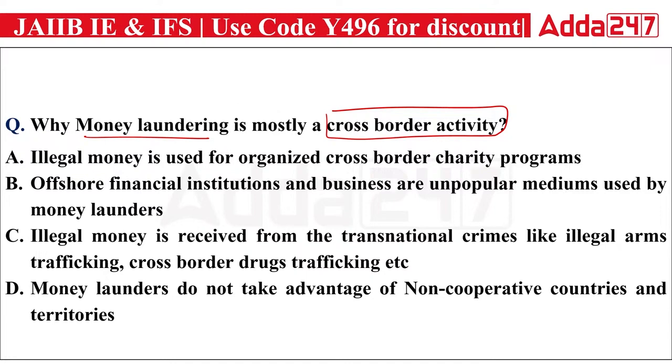Okay. The right answer is here, because the money we are talking about is illegal money received from transnational crime, that is illegal arms trafficking and cross-border drug trafficking. That's why money laundering is mostly a cross-border activity. The right answer will be your C option. C option is correct here.